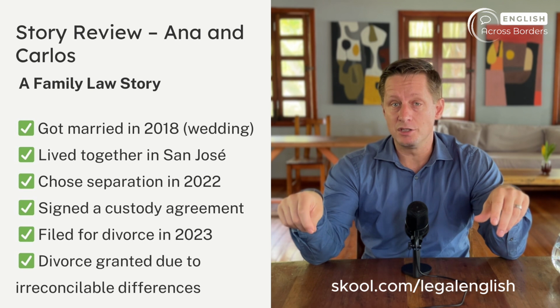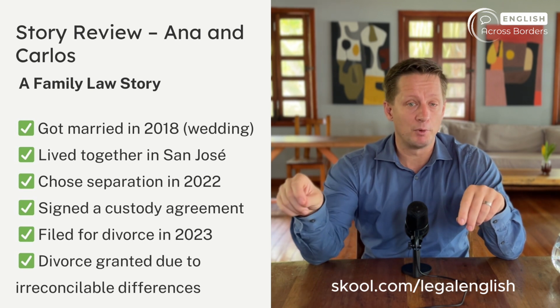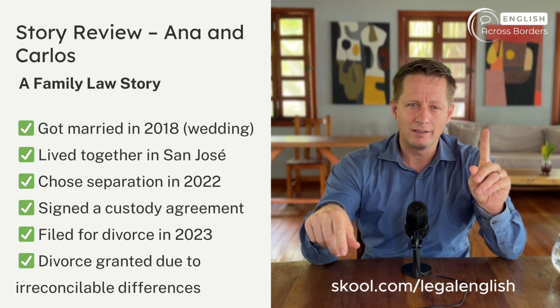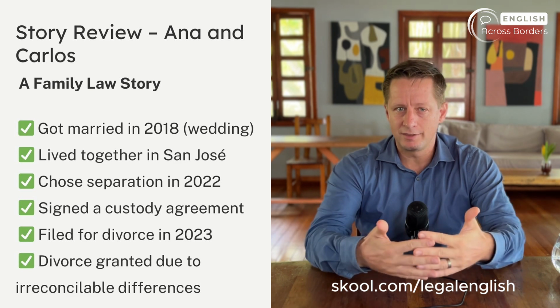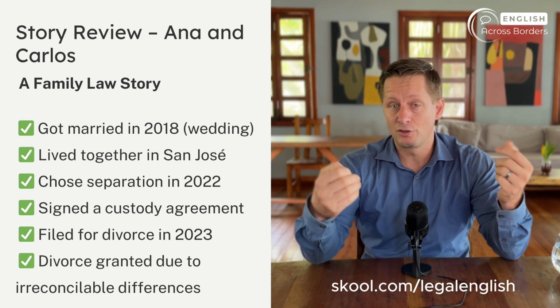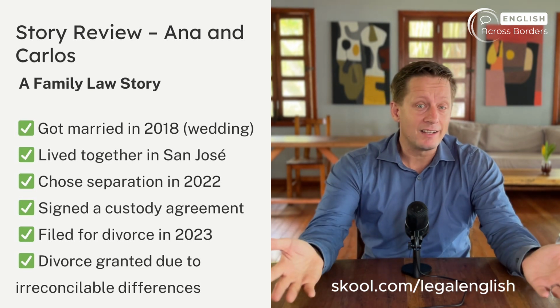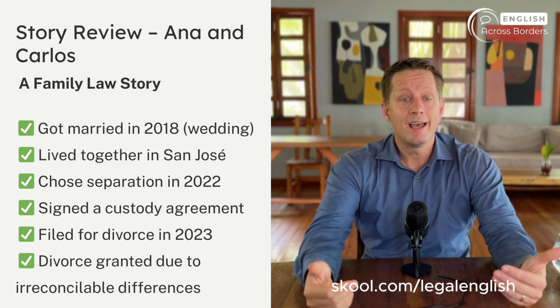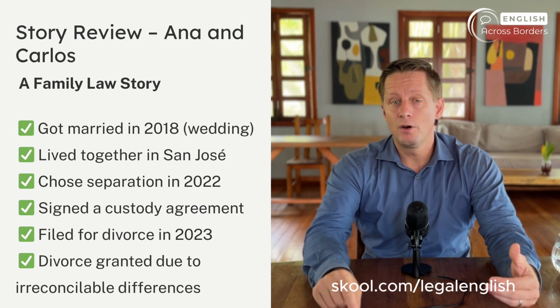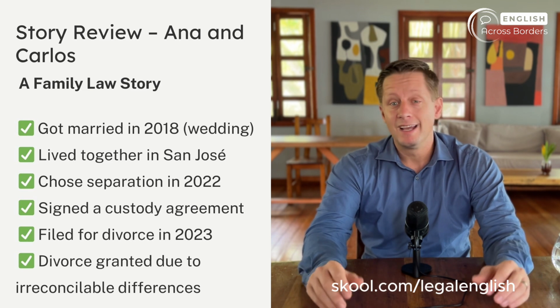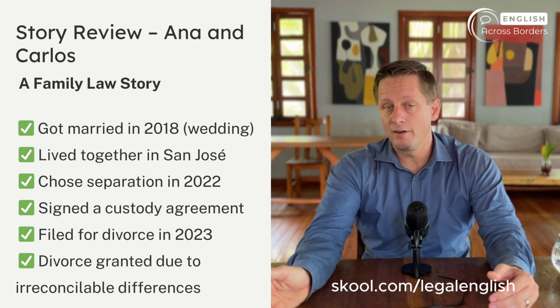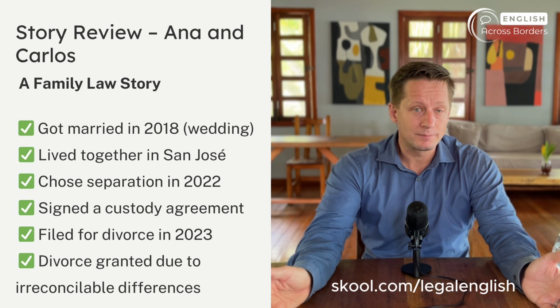In 2022, the relationship changed. They decided to separate. Not divorce yet, but they no longer lived together. This is called a legal separation. Because they have two children, they needed to decide how to share time and responsibilities. So they signed a custody agreement, a legal paper explaining who takes care of the kids and when.